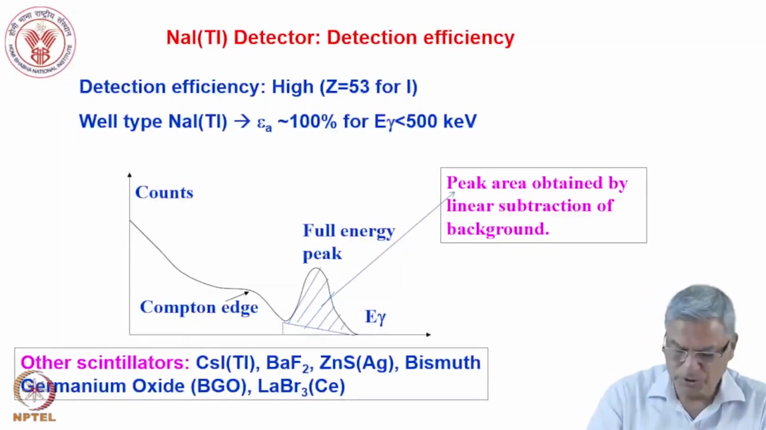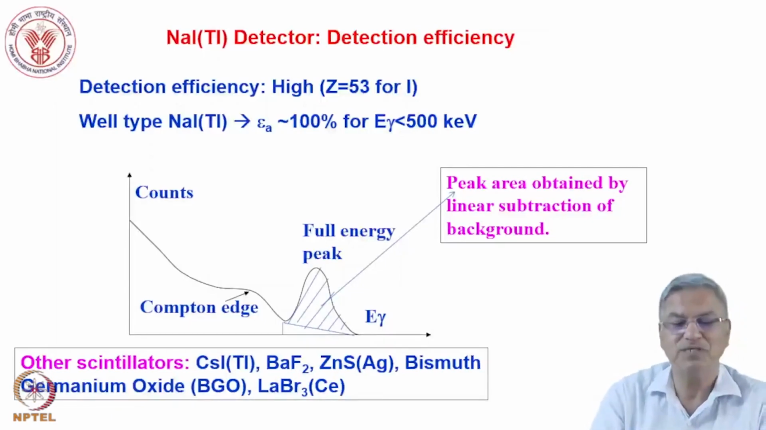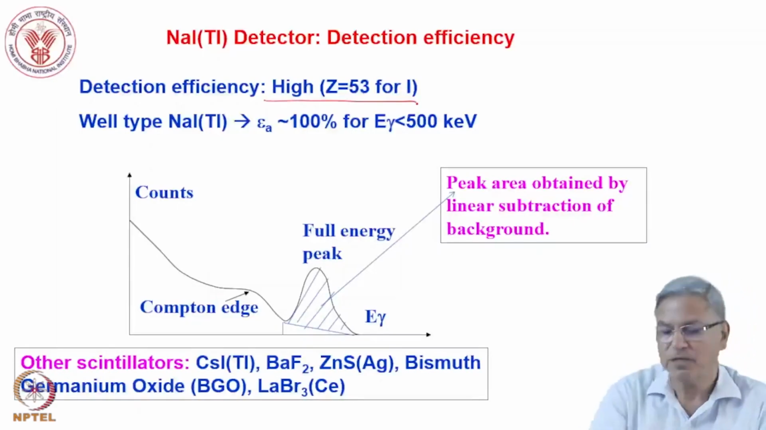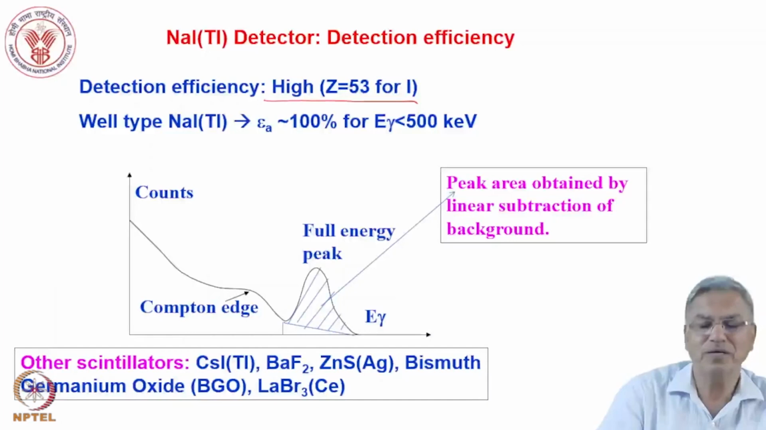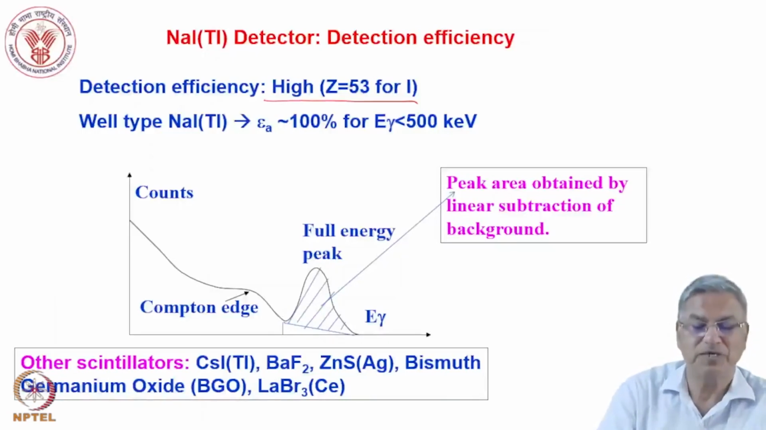So one of the positive points of the sodium iodide thallium detector is the detection efficiency is very high. Why is it so? Because of the atomic number of iodine, that is 53. So high atomic number means the photoelectric effect is more. So because of that, the majority of the interaction will be with the photoelectric effect, though Compton scattering also will take place. But because of the high Z of the iodine, the photofraction is very high.